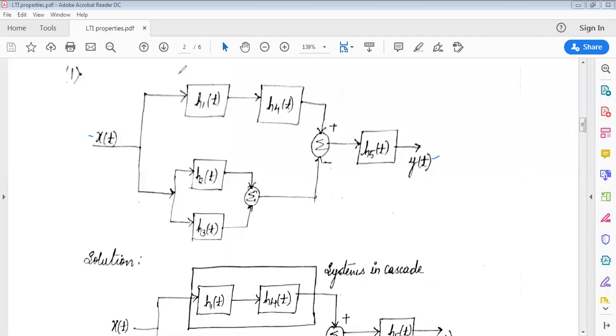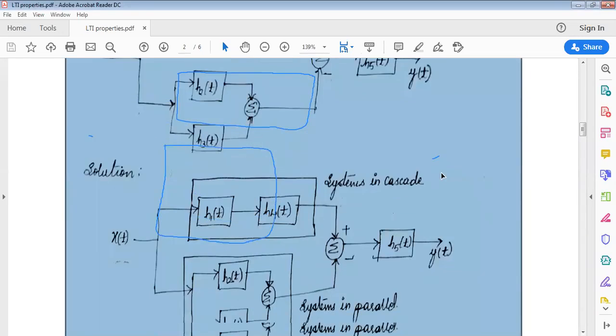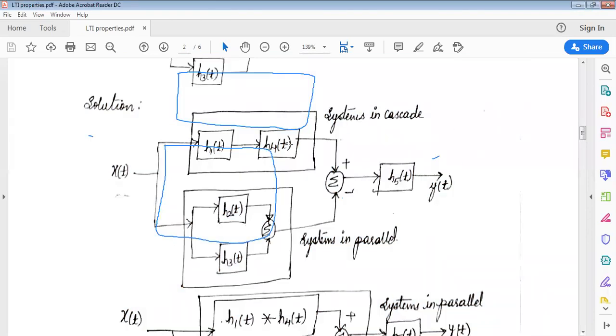So as you can see here, h1 of t and h4 of t are connected in cascade. And similarly, h2 of t and h3 of t are connected in parallel. So you can simplify them. So how do you simplify when the systems are connected in cascade? The net response of these two connections is the convolution of the individual responses. And what is the net response of this parallel connection? It is the addition of these two individual responses.